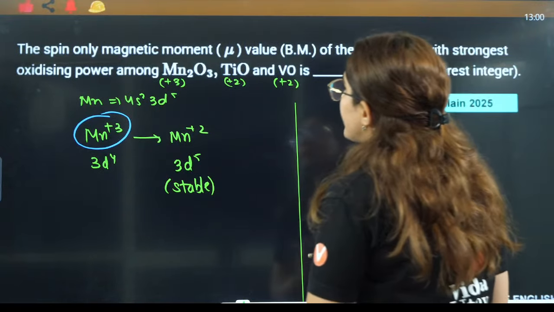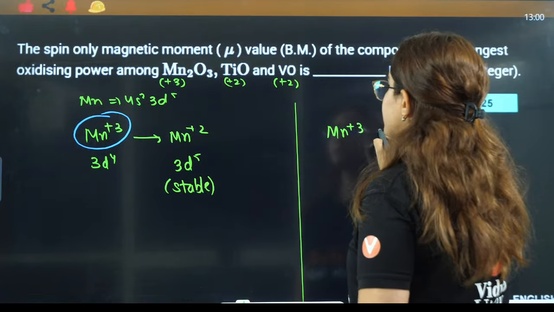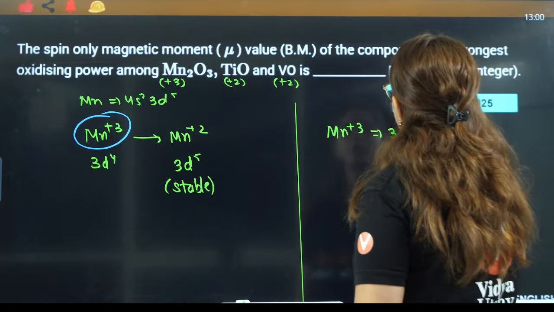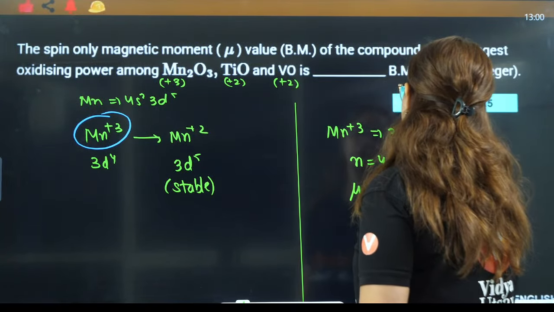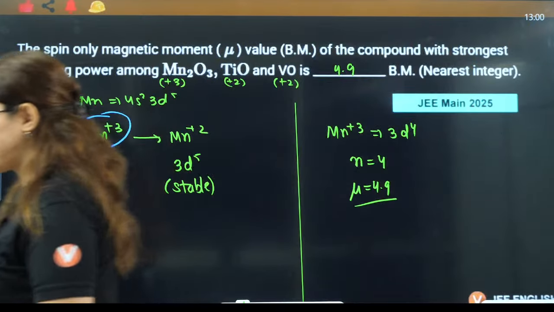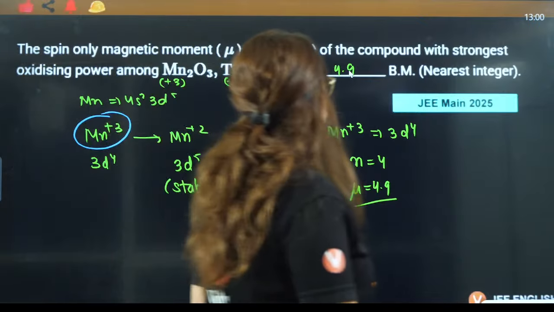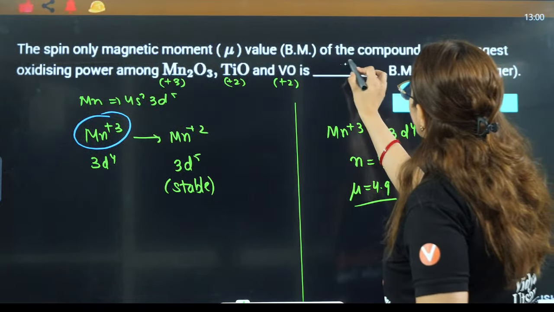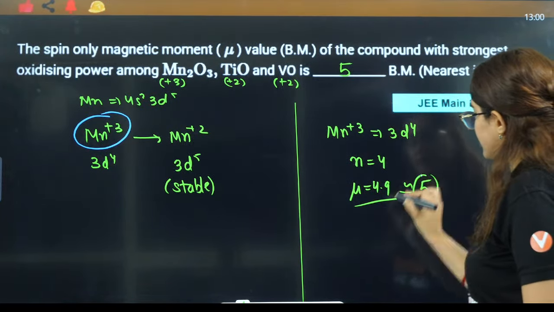Second, they are asking the spin only magnetic moment of this. Manganese plus 3 is 3d4, so the number of unpaired electrons is 4. So mu is going to be 4.9. Is that clear, everybody? They are talking about the nearest integer here, so you can write 5. The nearest integer is 5.